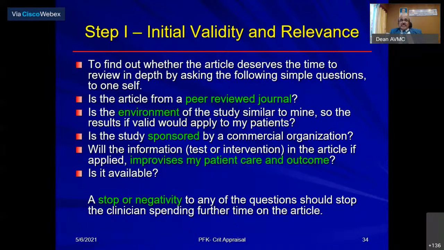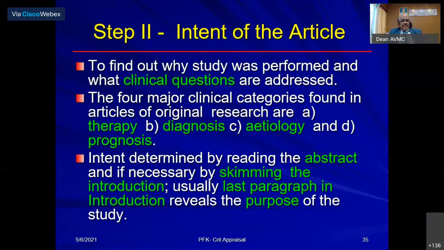So these are some of the things you will do. I already said about intent. Any article will be trying to answer 4 things: therapy, diagnosis, etiology, and prognosis. Trying to find out the cause of the disease, or the best treatment, or the prognosis, how long the patient will live. So just find out what the study is trying to find out, the prognosis, etiology, or therapy, then you'll have a fair idea why the study has been done, right? Then the intent is determined by reading the abstract and, if necessary, skimming the introduction. I already said that the last paragraph necessarily will tell why the study has been done.